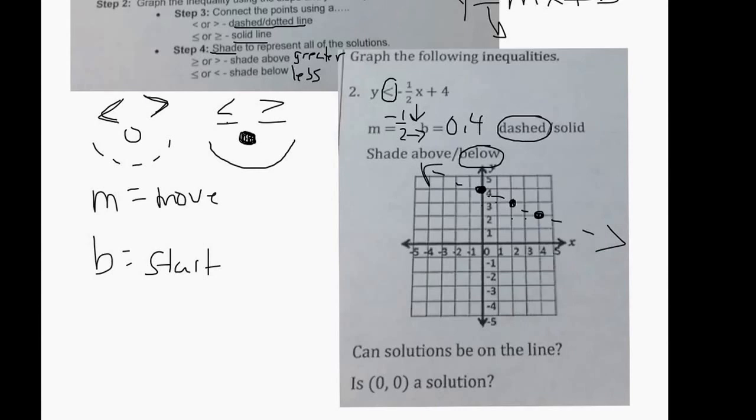Like that, and then I'm going to shade below. So everything down here is a solution. Okay? So then it asks you some questions. Can solutions be on the line?